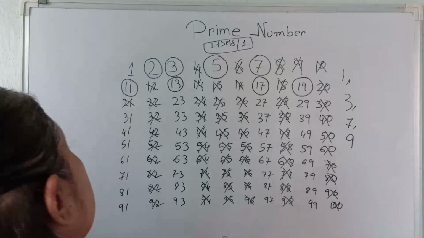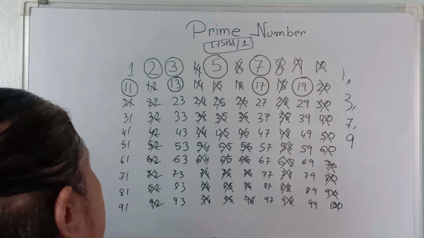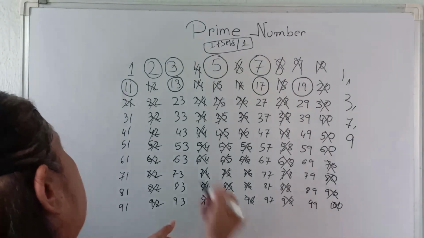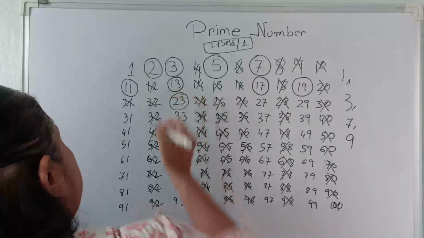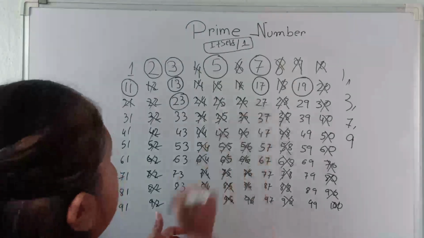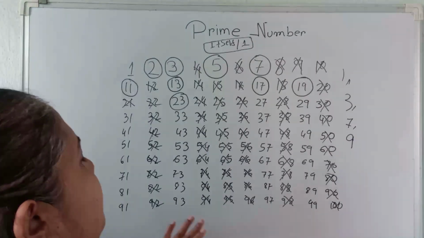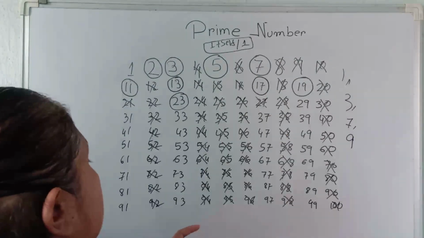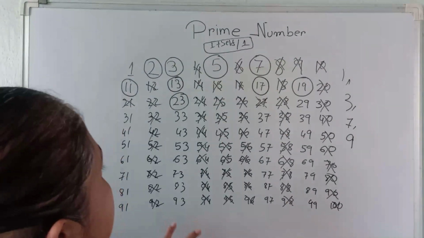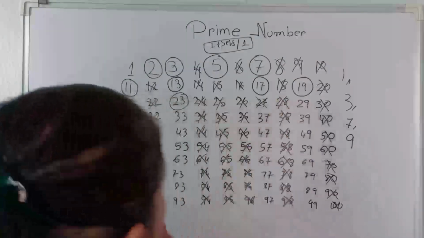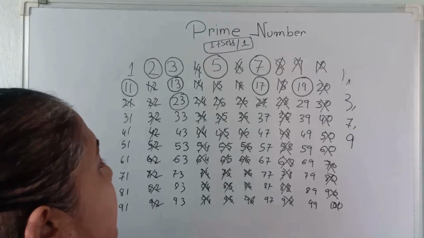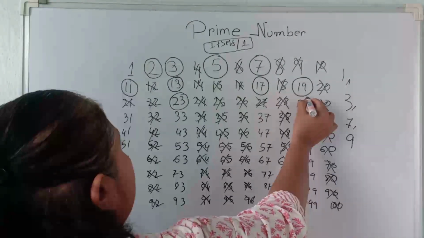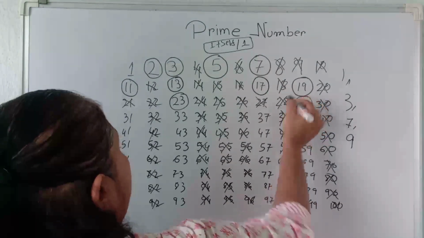Next 23. We cannot divide 23 by any other number. Okay. So 23 is a prime number. Next 27. We can easily divide 27 by 3. This is a multiple of 3. Just cross it. 27 is not a prime number. Now let's check 29. We cannot divide 29 by any other number. 29 is only divisible by 29 and by 1.